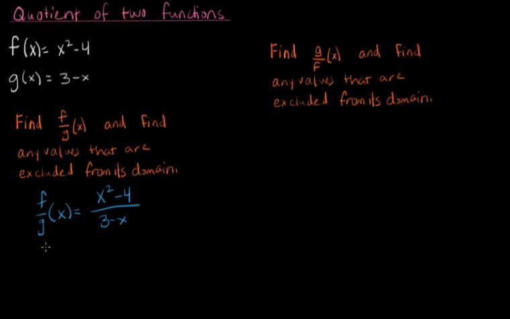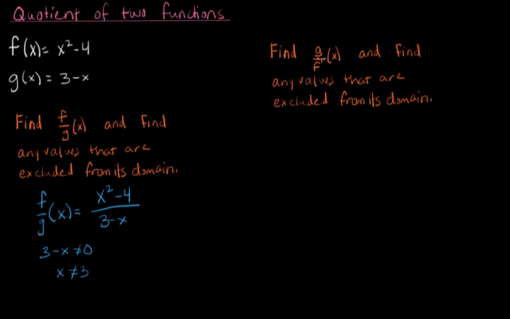So 3 minus x cannot be equal to 0, which means that x cannot be equal to 3. So 3 is the only value that needs to be excluded from our domain. Okay, let's take a look at one more.